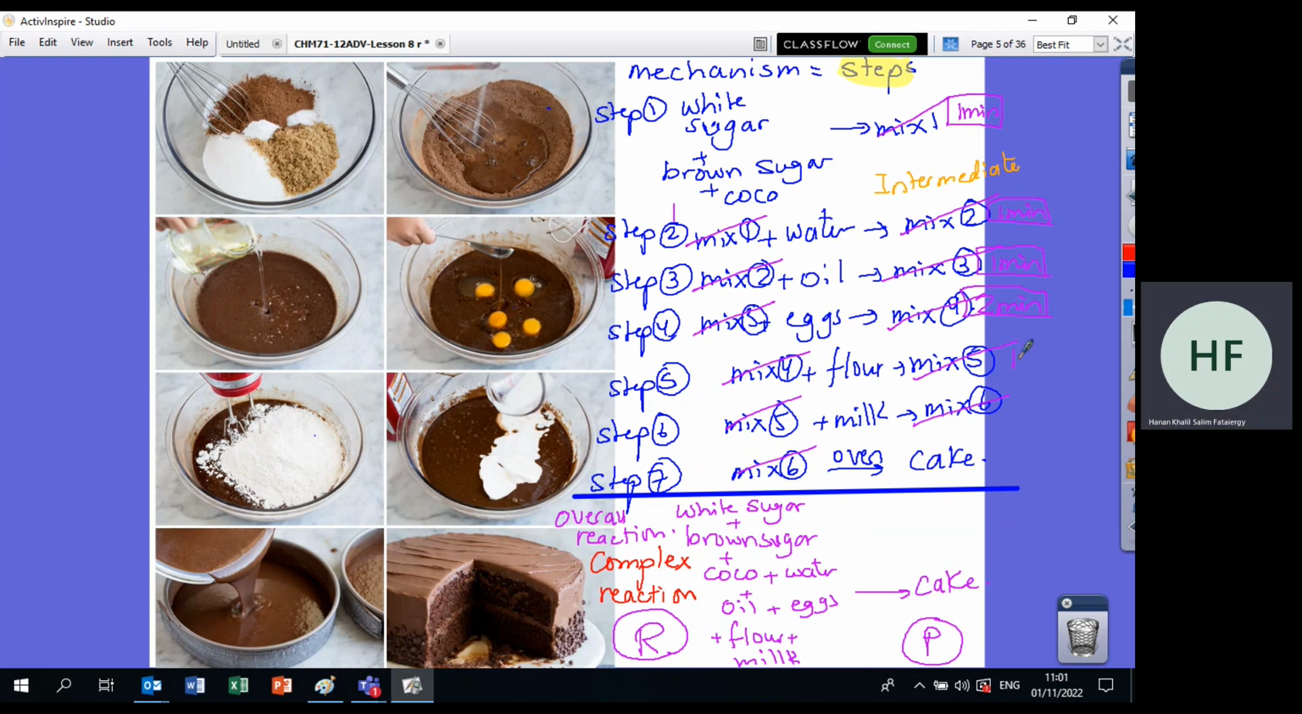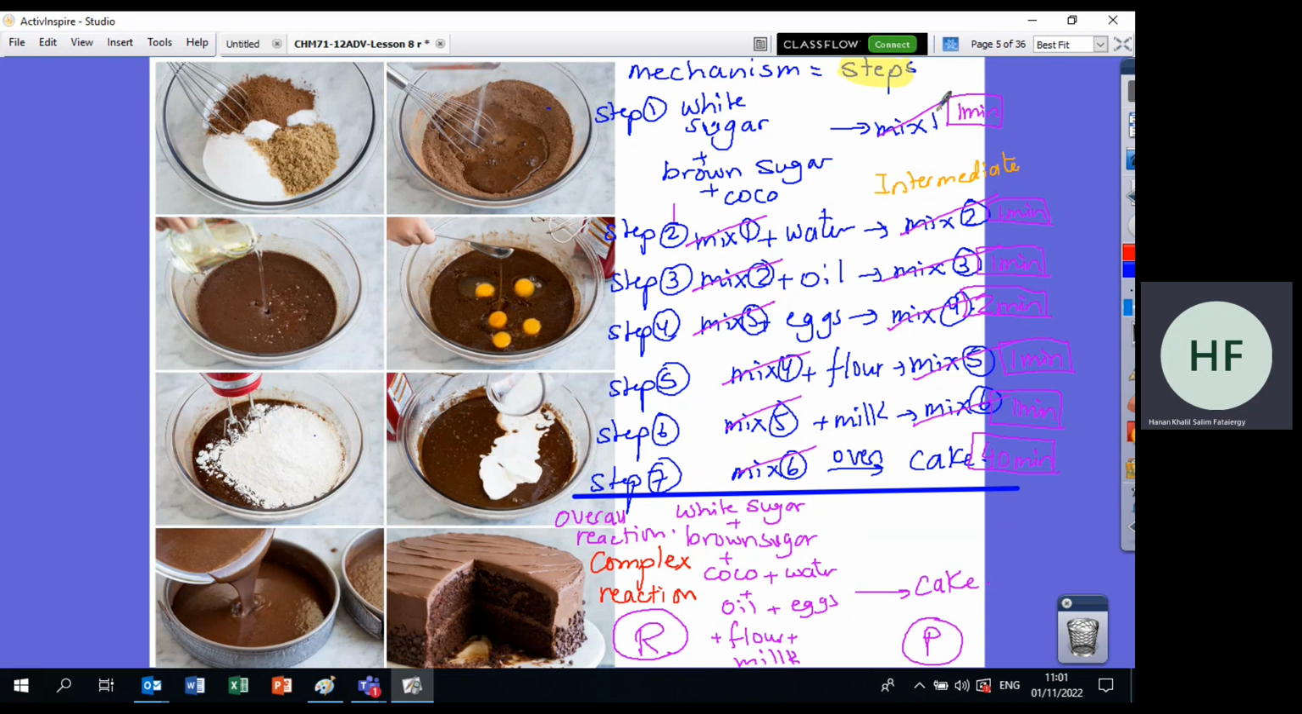Okay, and the flour, 1 minute. And to put the milk, 1 minute. Now in the oven, it will take maybe 40 minutes. Now, which step is the slowest step? Slowest step means it takes more time, the oven. What is the total time needed to bake a cake? 40 plus 1 plus 1 plus 2 plus 1 plus 1. This is 47 minutes.